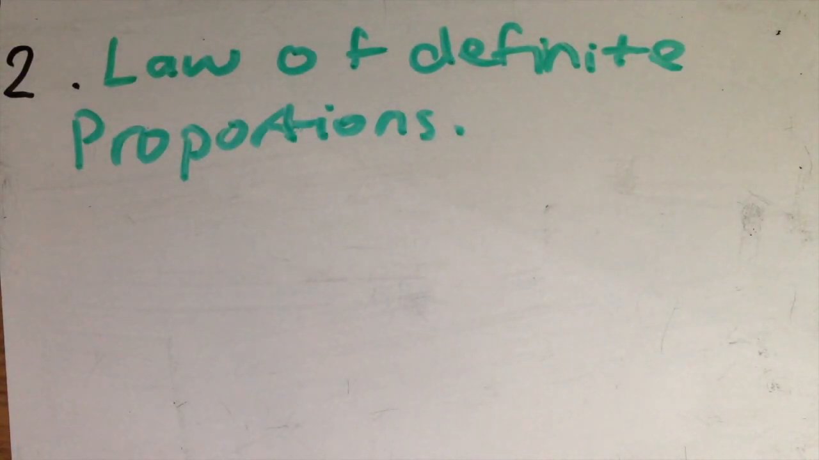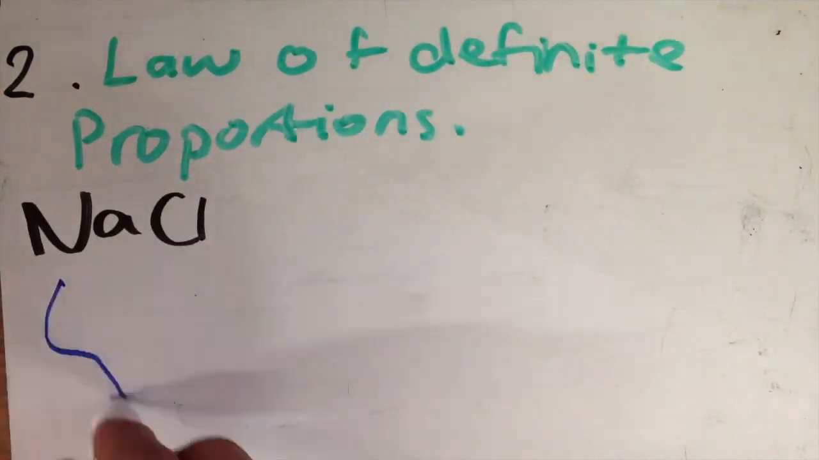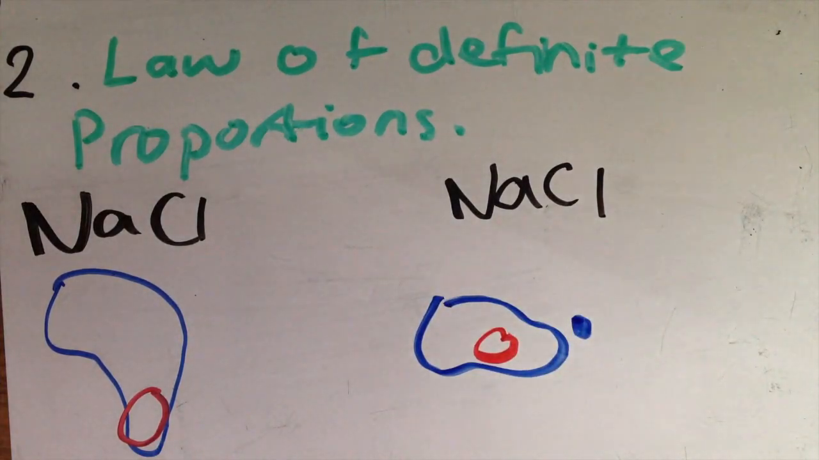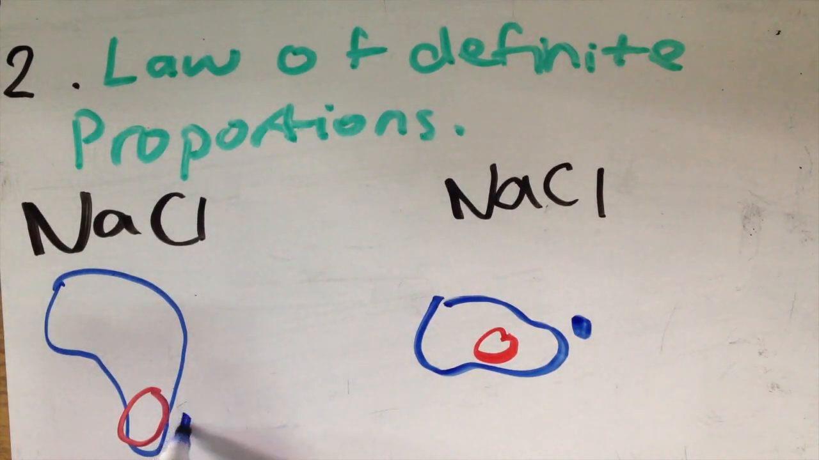The law of definite proportions states that two of the same substances, for example salt, found in South Africa and salt found in Australia, even if they have different masses, will have the same proportions of elements.